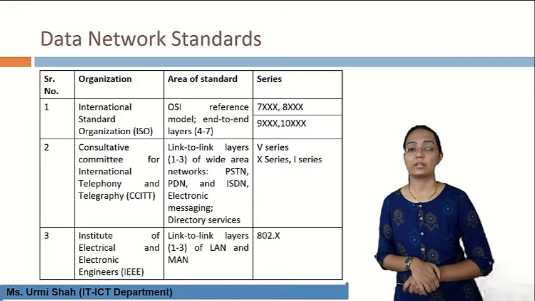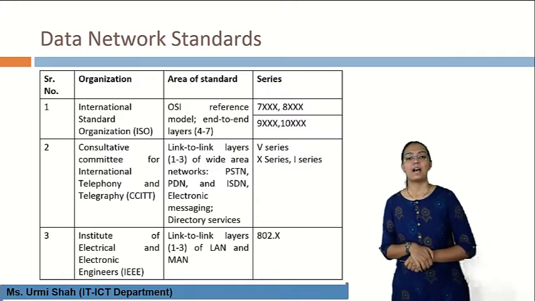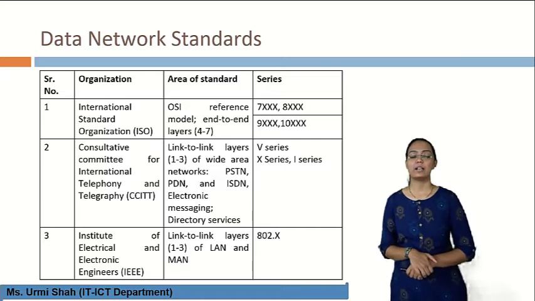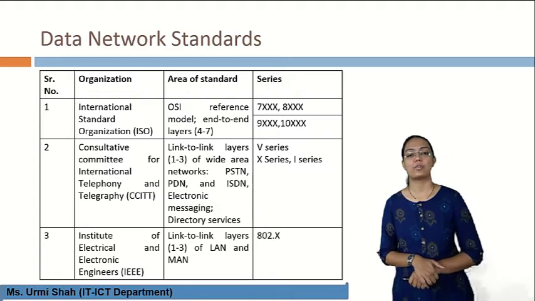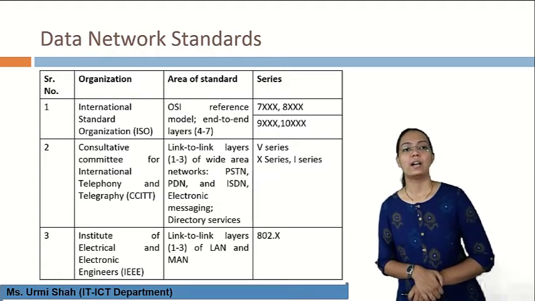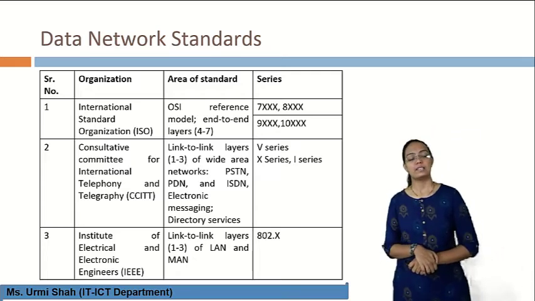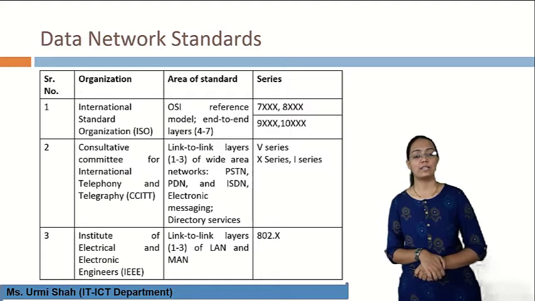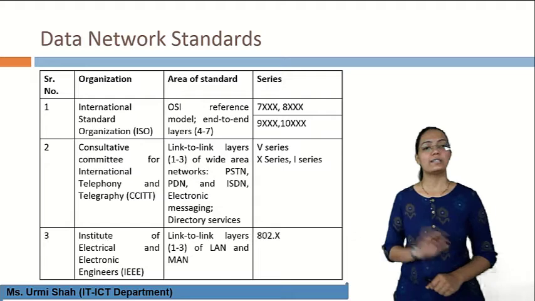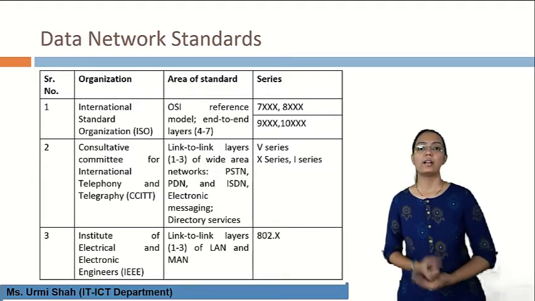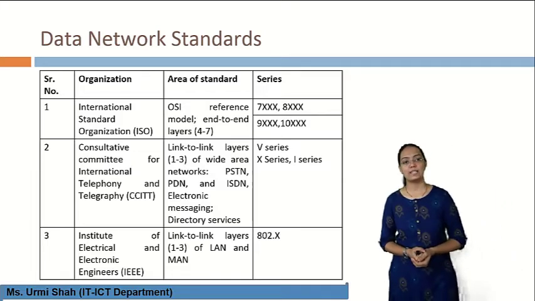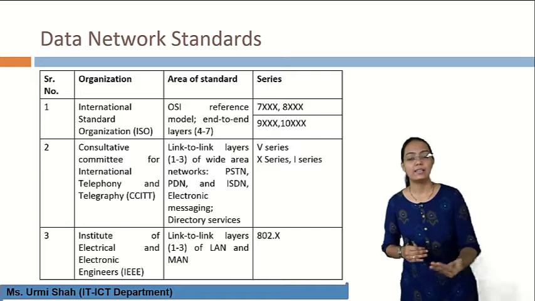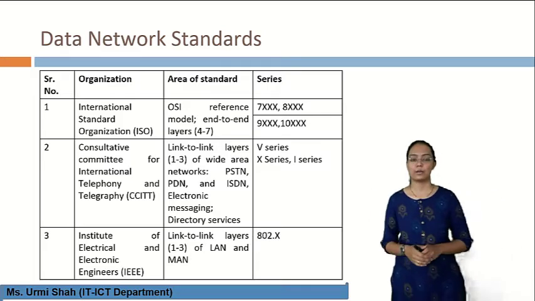Then, last but not the least, the widely used organization standard is IEEE, that is the Institute of Electrical and Electronics Engineers. IEEE has the area of standard covering link-to-link layers, that is layers 1 to 3 of LAN and MAN, with a data network standard series starting from 802.11 or 802.13 or 802.15, that is for Bluetooth, and 802.11, that is for Wi-Fi. So in short, 802.x is the widely used series number for the data networks provided by the organization named IEEE. So these are the organizations which widely provide the data network standards starting with specific series numbers.